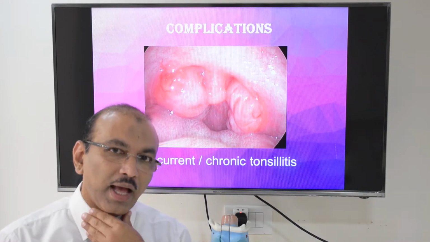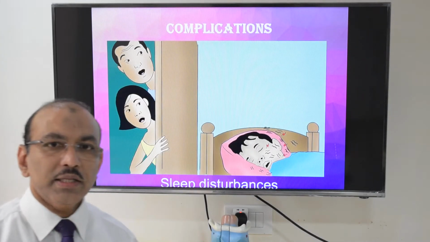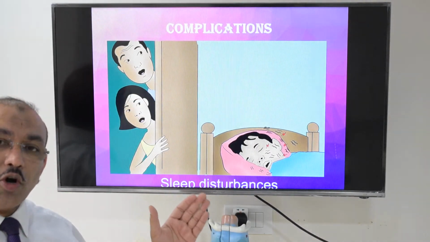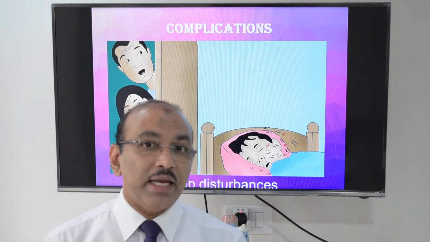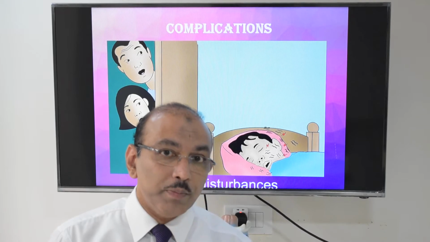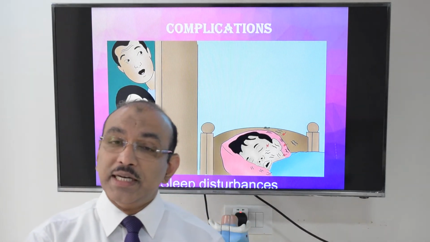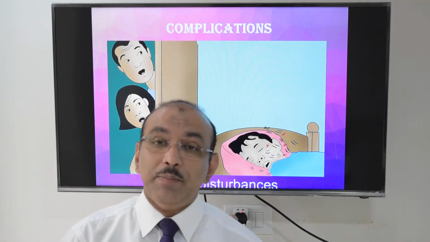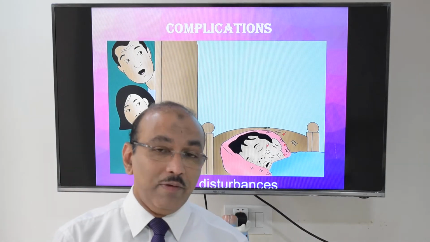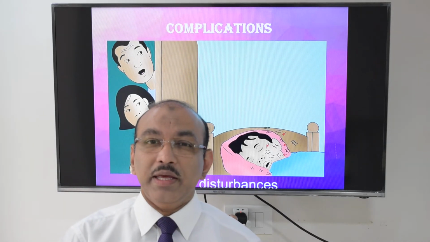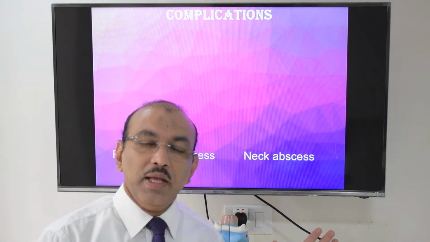Or acute tonsillitis can lead to chronic tonsillitis, where the child will always complain of discomfort in the throat and refuses to eat, with loss of appetite. The other complication: if the tonsil's size is very big and obstructs the airway, he can have open mouth breathing and disturbed sleep, and keeps moving in the bed. Since he does not have a good sleep at night, the next day he will be disturbed, unable to concentrate, and in a very irritable mood. This is one of the complications.